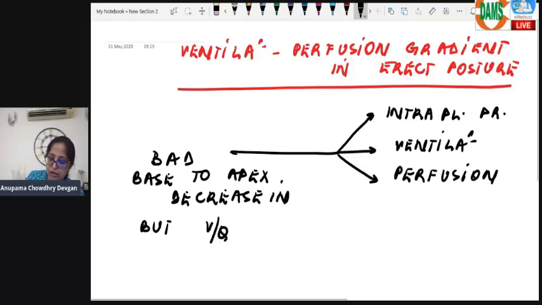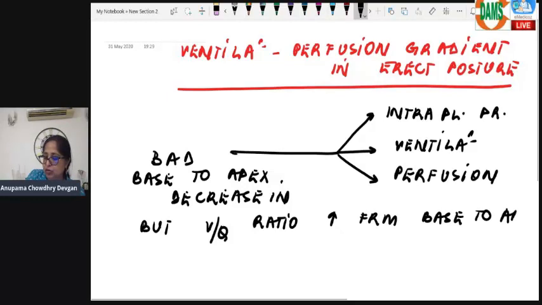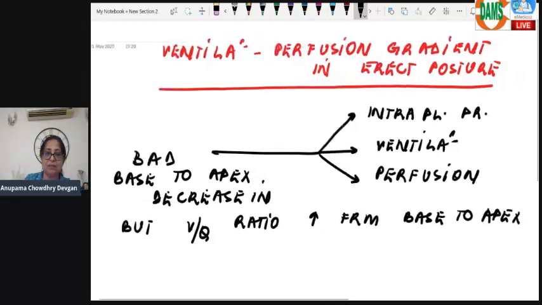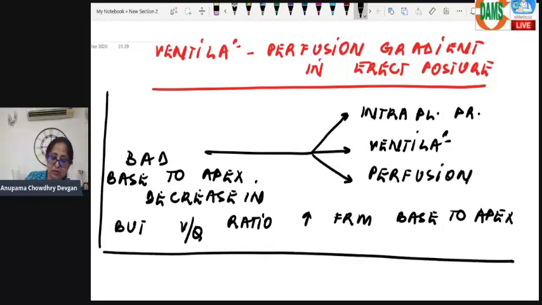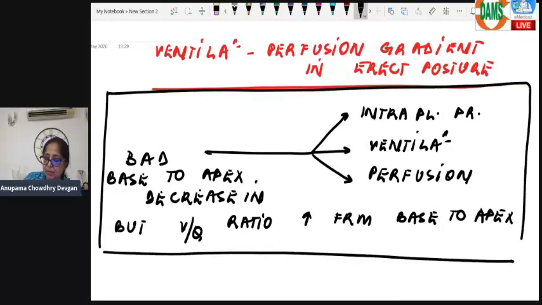But VQ ratio, ventilation perfusion ratio, increases from base to apex. This one little line is going to answer so many MCQs. Base to apex, there is a decrease in the intrapleural pressure, ventilation, perfusion, but the VQ ratio increases from base to apex. Please, please remember, this is only in the standing position.